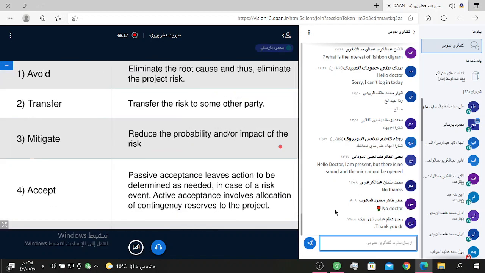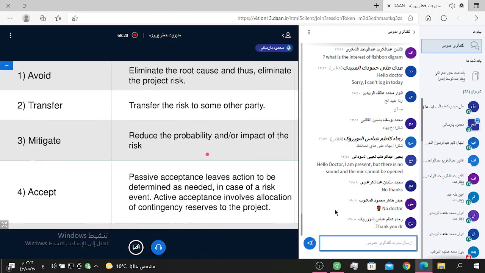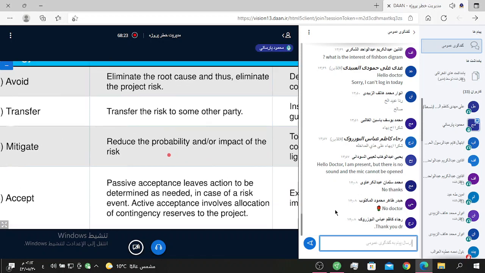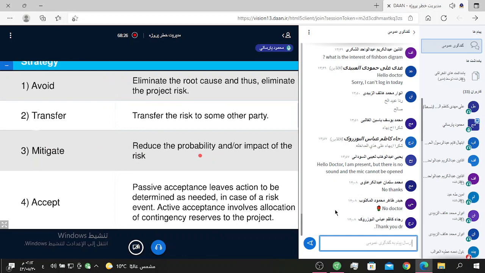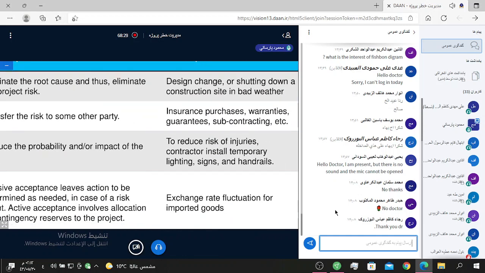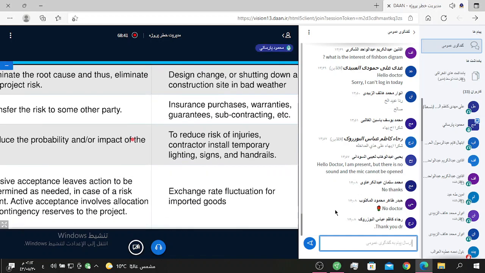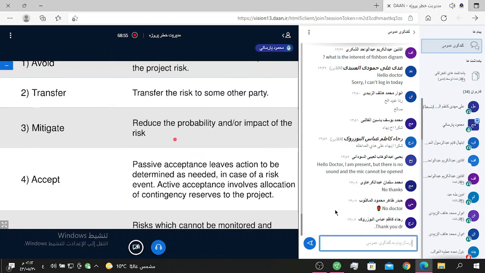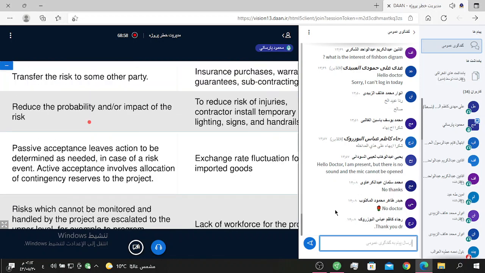Other examples or activities, and about the strategy of mitigation. That means reduce the probability or impact or effect of the risk, about negative risk, and inverse about positive risk. For example, about negative risk, to reduce risk of injuries, the contractor installs temporary lighting signs and hand rails. And about the strategy of accept or acceptance.